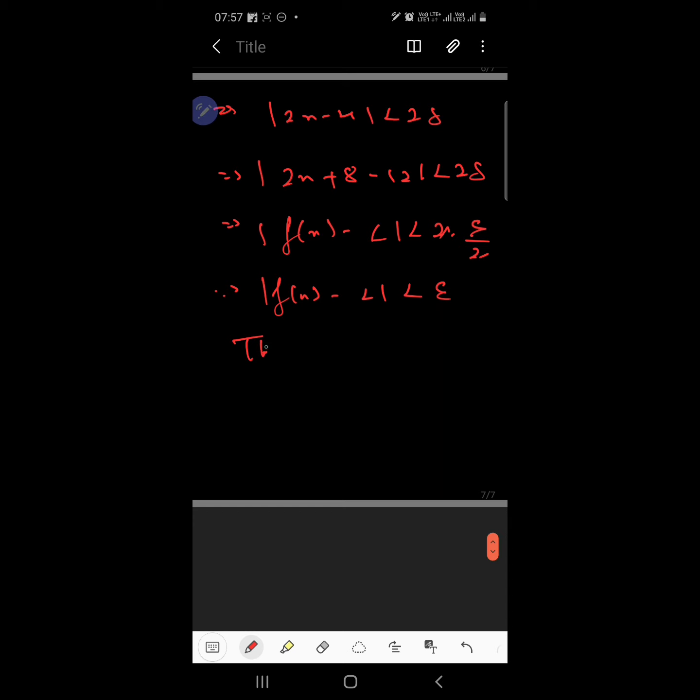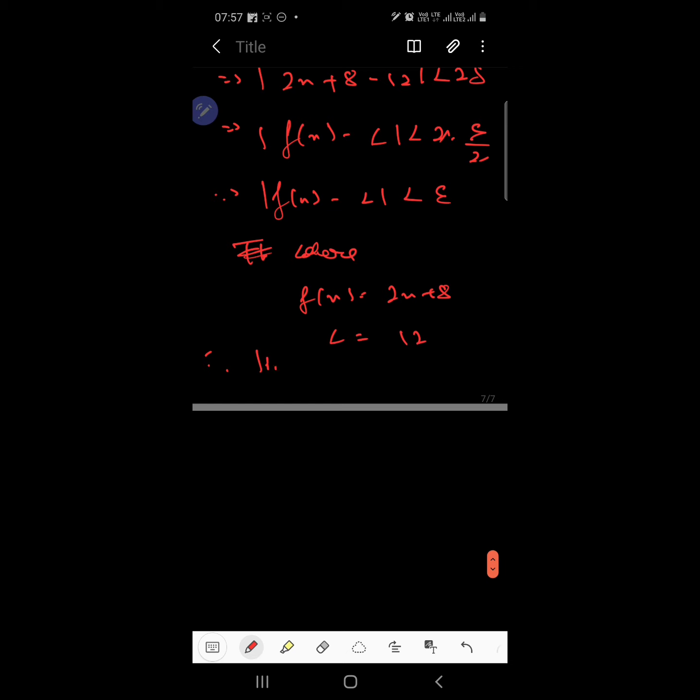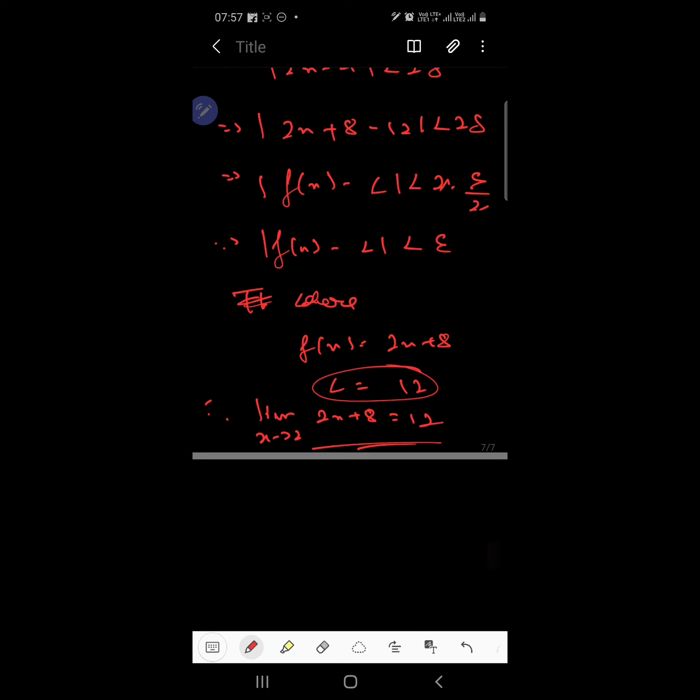Thus, write it where f(x) equals 2x plus 8 and L equals 12. Therefore, limit x tends to 2 of 2x plus 8 is equal to 12. Got it, guys? This is the way of writing your delta epsilon.